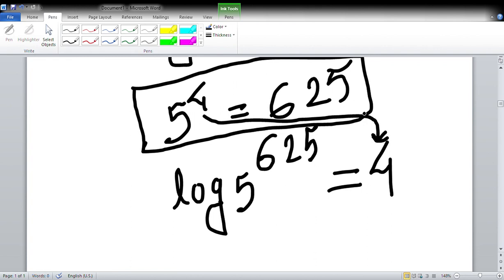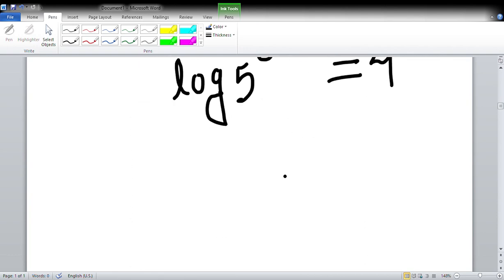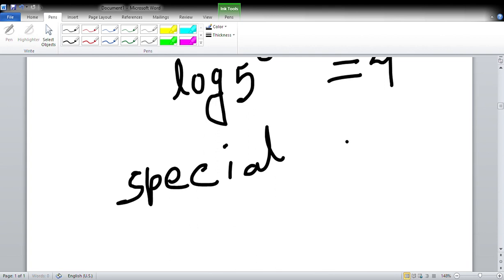What you have studied so far are the 3 laws of logarithms. Right now you have to study some special cases. Suppose some special case you have to discuss right now. So if we discuss some special cases.